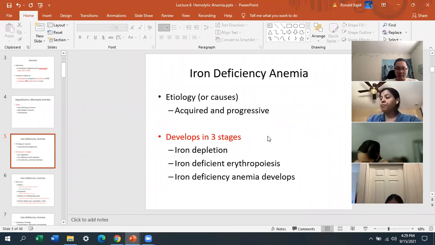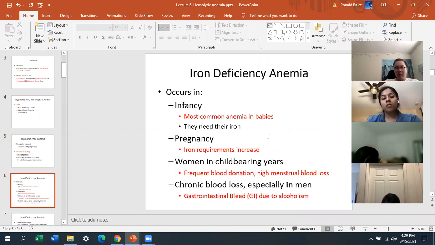And I talked about the 3 stages of iron deficiency anemia: iron depletion, iron deficient erythropoiesis, and then finally iron deficiency anemia. Okay, this type of anemia is the most common anemia in babies because they need their iron. These babies are growing, so they have a high demand for iron. Okay, it's also seen in pregnancy because of the iron requirements. Mother's now carrying a baby, so she needs to supplement the baby and herself with an increased iron requirement. And also too, women in childbearing years, if they're frequent blood donors or they have a high menstrual loss, then they can become iron deficient, okay?